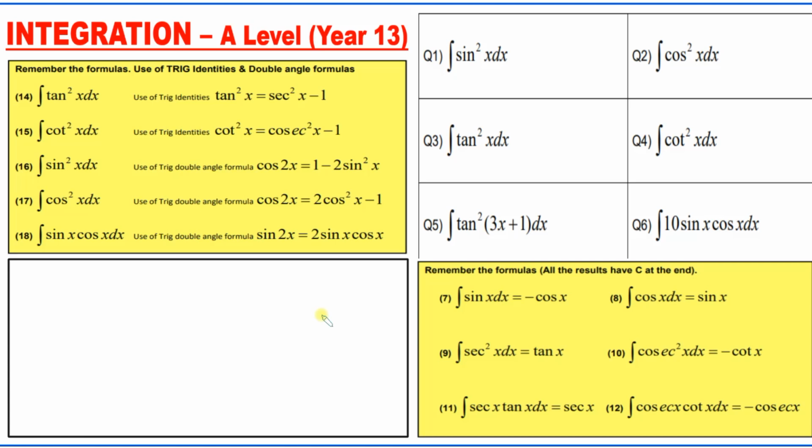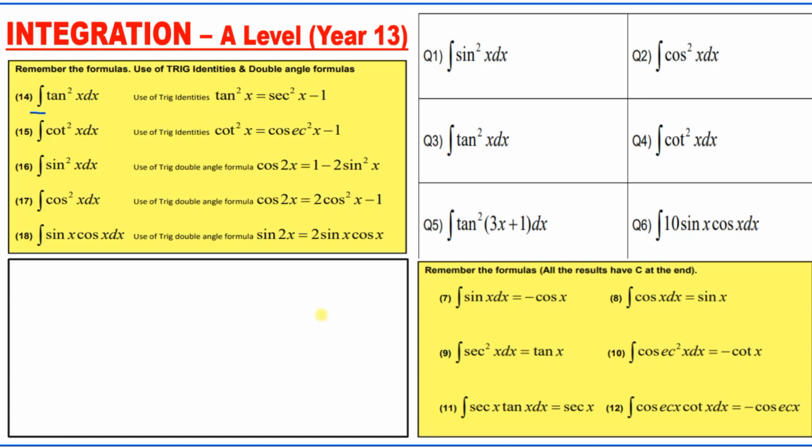If the question has a different format, you need to change that format in order to make your question simpler. The technique we are using is the trig identities, using the double angle formulas to make the trigonometric function easier to integrate. Let's look at some formulas.